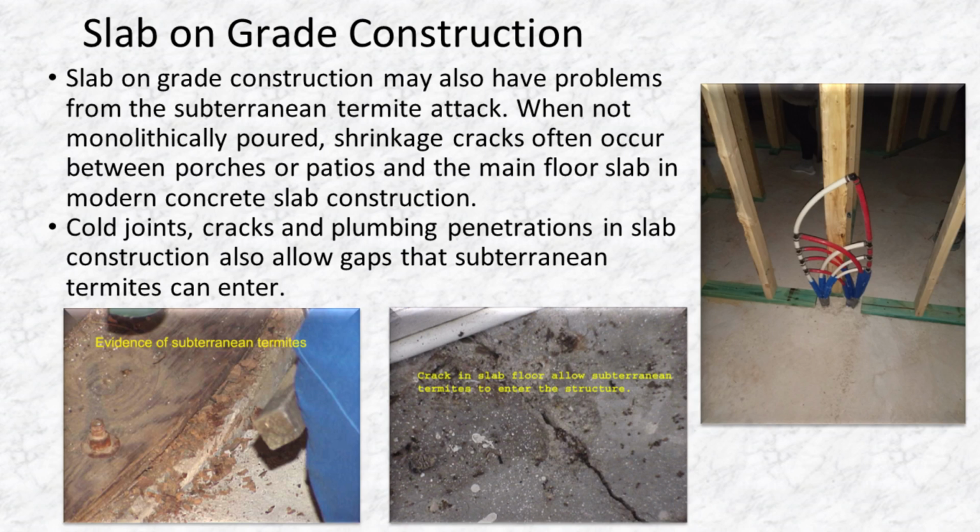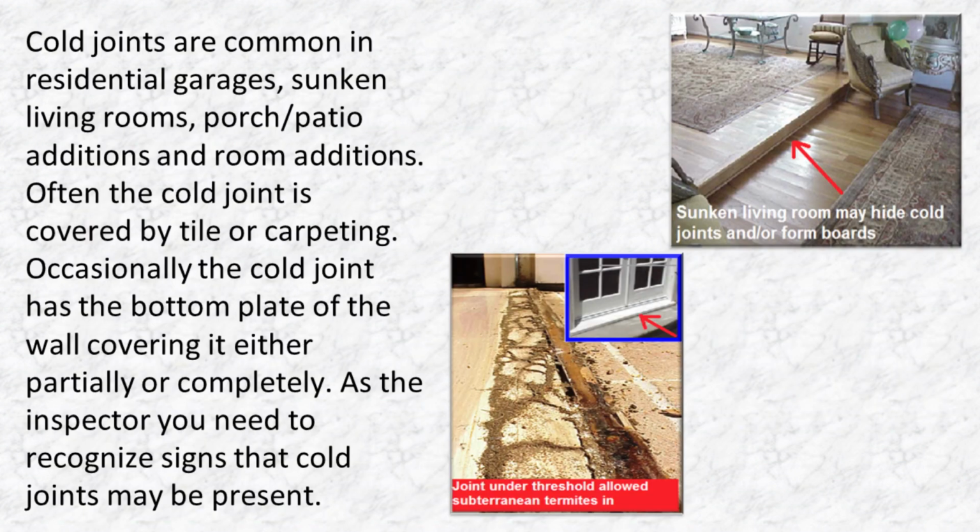Slab-on-grade construction. Slab-on-grade construction may also have problems from subterranean termite attack. When not monolithically poured, shrinkage cracks often occur between porches or patios and the main floor slab in moderate concrete slab construction. Cold joints, cracks, and plumbing penetrations in slab construction also allow gaps that subterranean termites can enter.